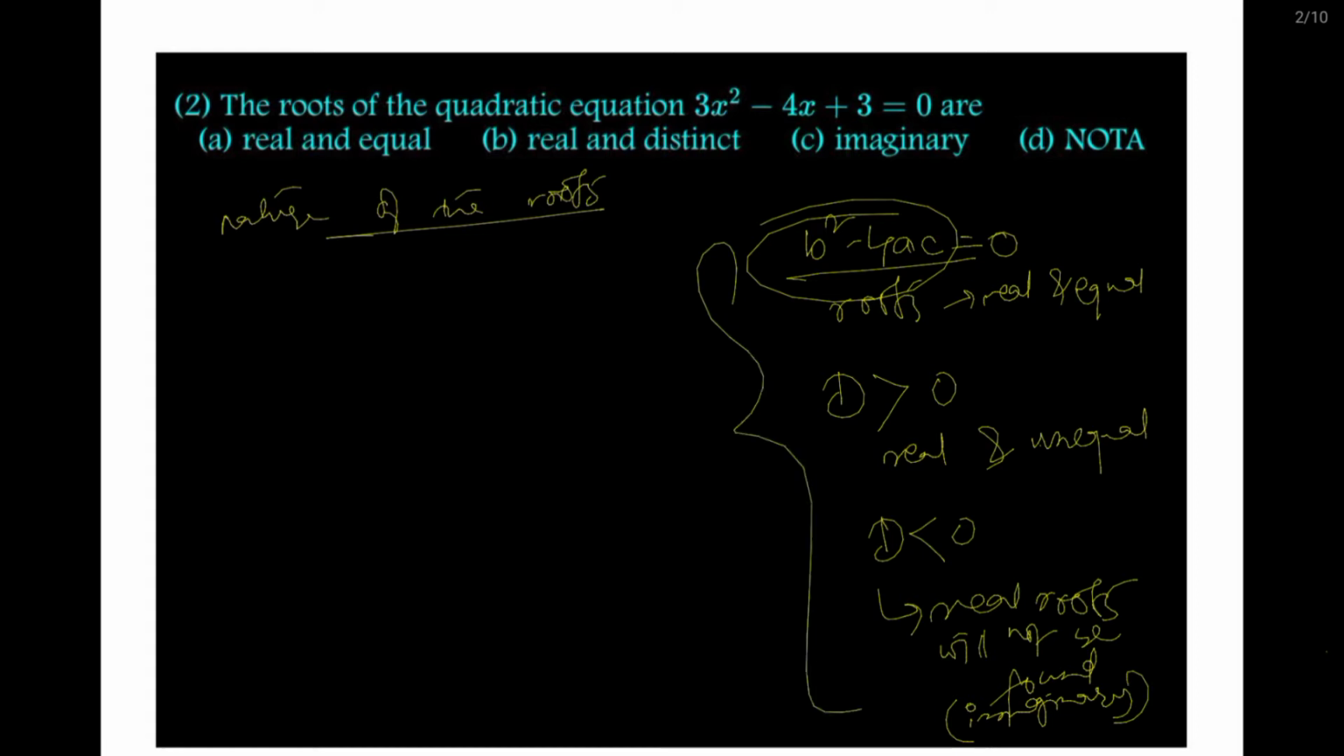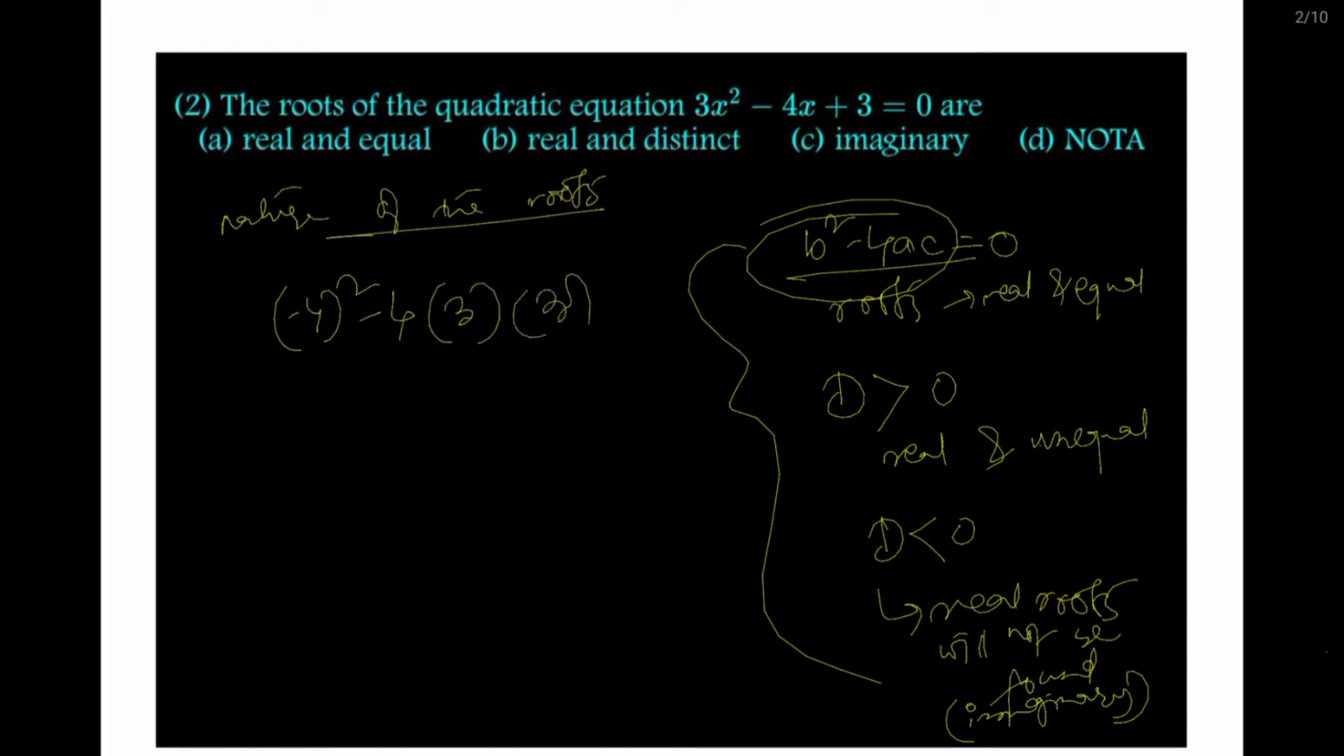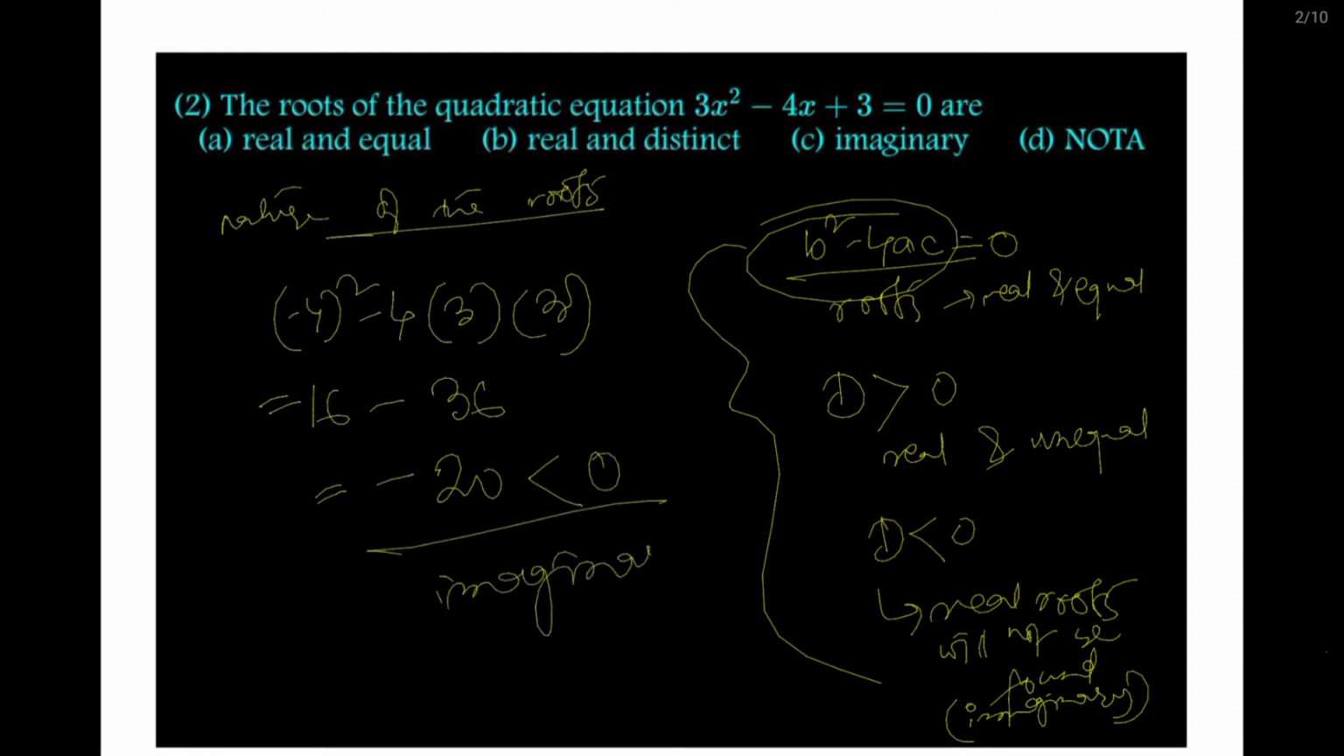And let's check for this question. If we find b squared minus 4ac from this equation, then b squared is minus 4 whole squared minus 4ac. 4 into a is 3 and c is again 3. So if you find, we'll get something like 16 minus 3 3s are 9 and 9 4s are 36, and it will be minus 20, and minus 20 is less than 0, so roots will be imaginary. So is imaginary an option? Yes, this is the option, and this is the correct option. So that's all for this question. Let's move on to the next question.